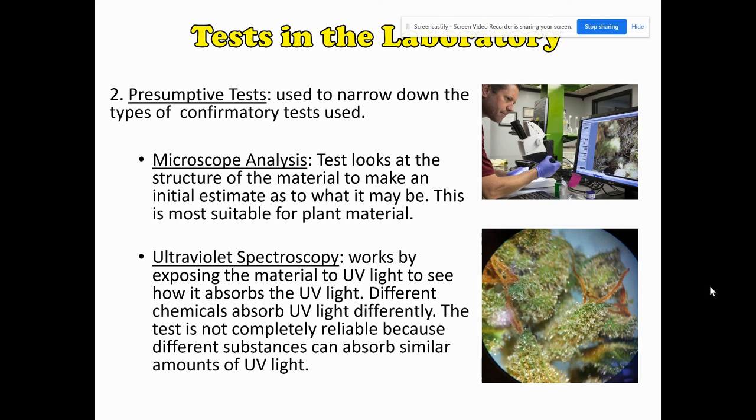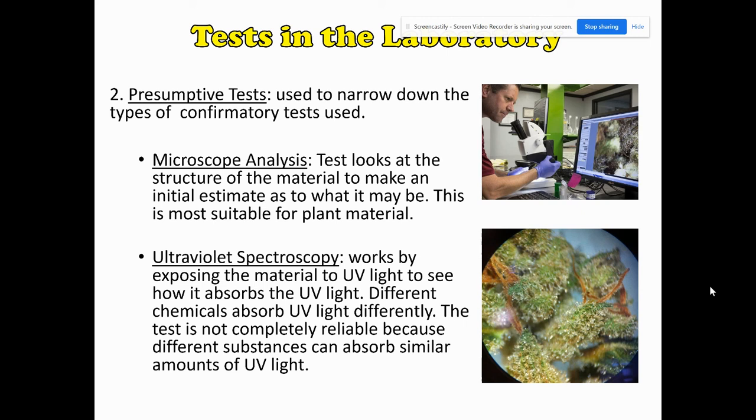Ultraviolet spectroscopy is just another test. It works by exposing material to UV light, ultraviolet light, to see how it absorbs the UV light. Different chemicals absorb UV light differently. And the test is not completely reliable because different substances can absorb similar amounts of UV light. So two things can absorb the same amount of UV light.